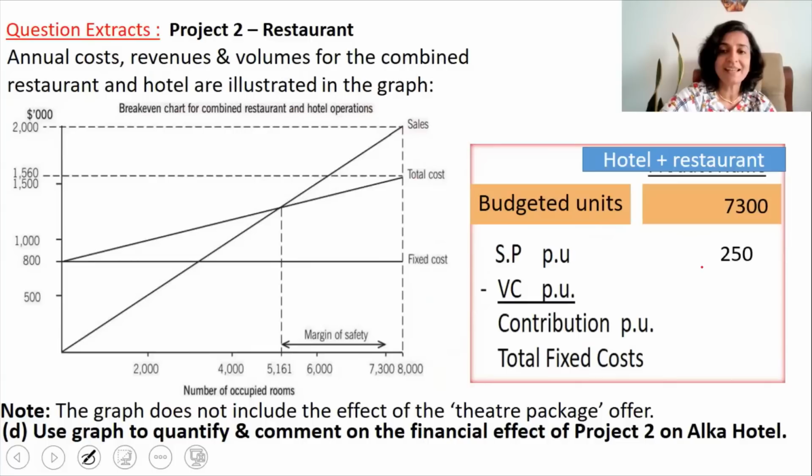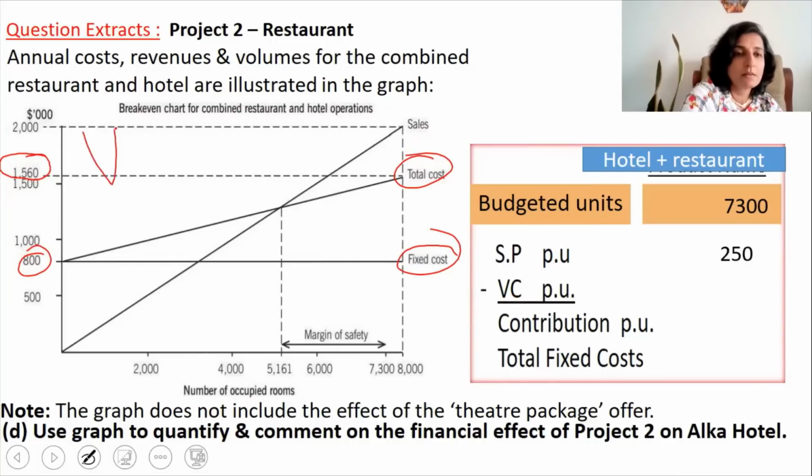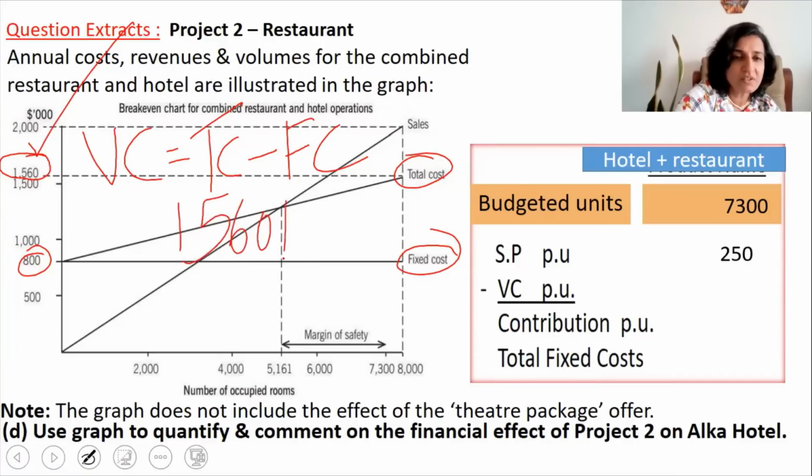Now moving on to the second item, that's the variable cost per unit. Look carefully. Variable cost is total cost minus fixed cost. And for the 8,000 units point, the total cost is 1,560, that is in thousands of dollars, and fixed cost is $800,000. So variable cost is total cost minus fixed cost, correct? So total cost is 1,560 thousands.